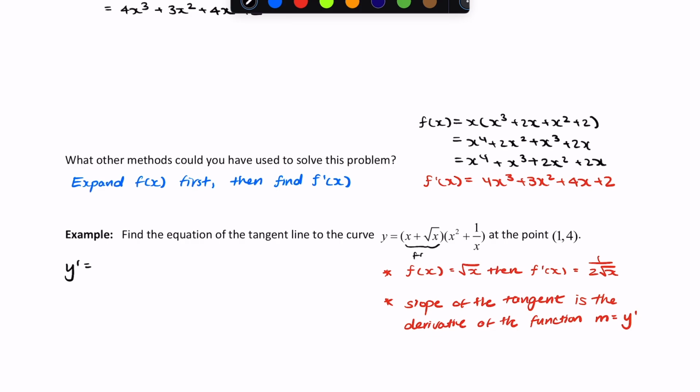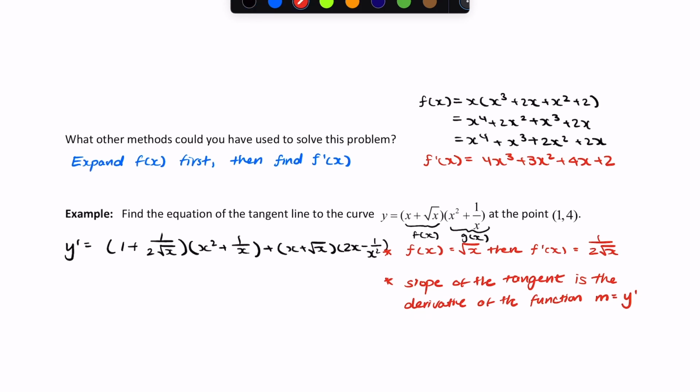This is f of x. This is g of x. So f prime of x will give us 1 plus 1 over 2 square root x times g of x, which is just x squared plus 1 over x, plus f of x, x plus square root x, times g prime of x, which is 2x minus 1 over x squared.